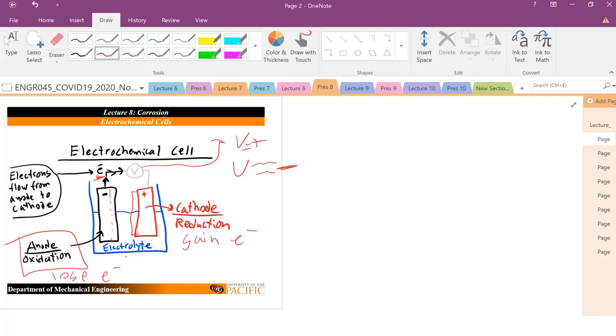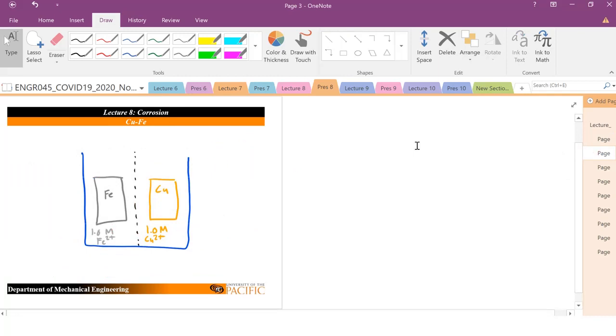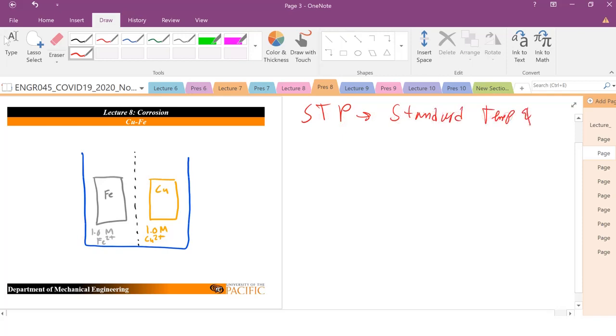So let's actually work with an example of how we can figure out what material is going to corrode, what material is not going to corrode, and what the potential difference is between these two materials. So let's go ahead and get started. We will look over here. For the example, we are at a very special set of conditions. We're going to do this experiment for this electrochemical cell at STP conditions, so standard temperature and pressure conditions.